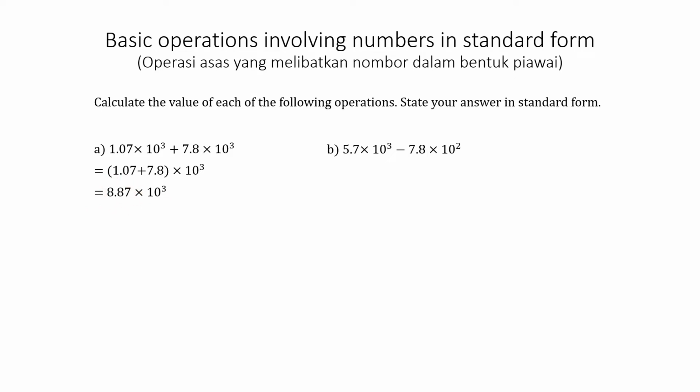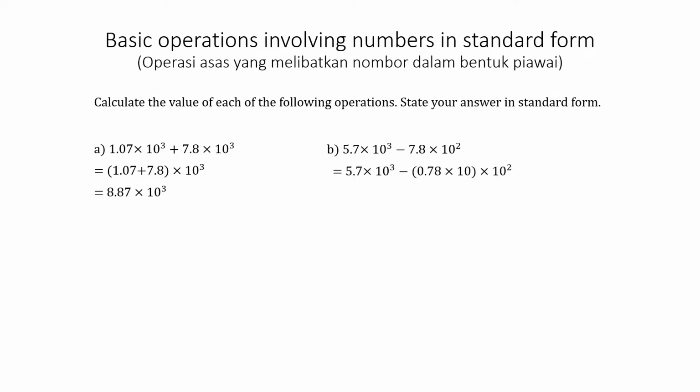Okay. So for question B, this is a subtraction of numbers in standard form, but the index is different. So in order to factorize it, I need to change the index to become the same index. So either I change this or I change this to 10 to the power of 3. So I change this to 10 to the power of 3. I need to multiply with 10.